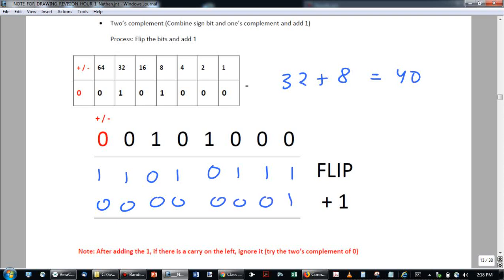And so 1 plus 1 is 0 carry the 1, 0 carry the 1, 0 carry the 1, 1, 1, 0, 1, 1. And apparently this is minus 40. Based on what we saw, if we combine the plus and minus sign, the complement, flipping the bits, and then adding 1, we will end up with the equivalent negative value. So that's 40, this will be negative 40. This is the long way to do this.